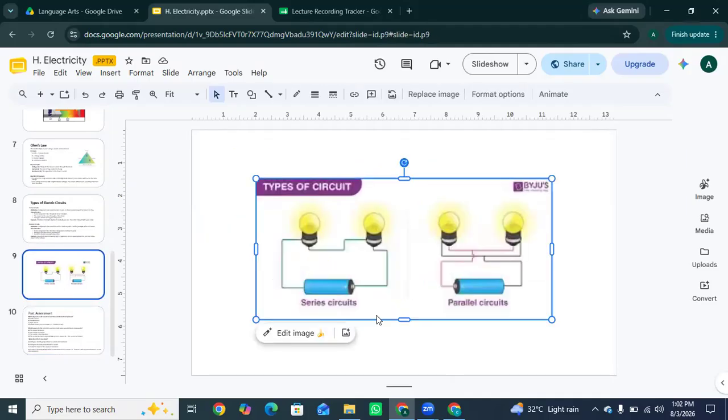So this is the example of a series circuit and a parallel circuit. You can see that in the series circuit, everything is connected end to end in a single loop. Whereas the parallel circuit looks a little bit more complex because components are placed on separate branches, creating multiple paths for current.